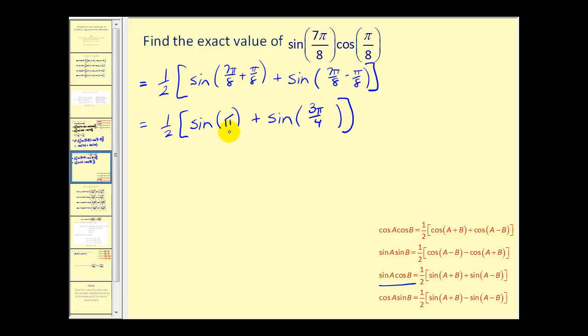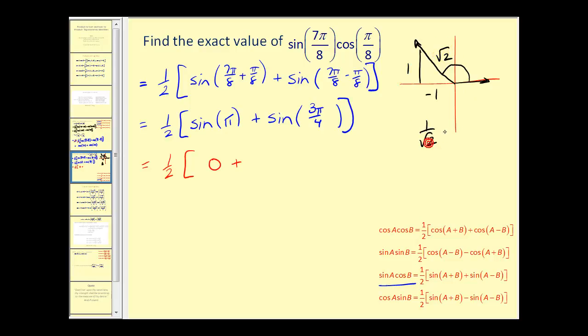So now we need to find these function values. So the sine of pi on the unit circle, this would be the point -1, 0. Remember that sine is equal to the y-coordinate on the unit circle, so this would give us 0. Next, 3 pi over 4 would be here, and our reference triangle would be a 45-45 right triangle, so you'd have 1, 1, square root 2. Of course, this is negative. So the sine of 3 pi over 4 would be opposite over hypotenuse, 1 over the square root of 2, which rationalizes to square root 2 over 2. So we have 1/2 times square root 2 over 2, which equals the square root of 2 over 4, which is the exact value of this product.